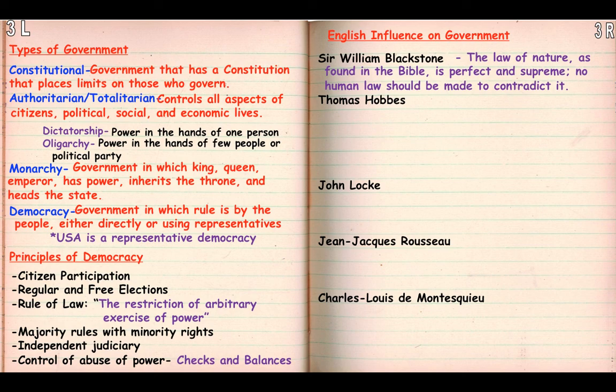Best way to remember him is Blackstone Bible. They both have B's. But he essentially said that God wrote the Bible. No man is higher than God. And in the Bible, we have a bunch of laws and rules that we have to follow. So therefore, nobody should be putting themselves higher than God and creating their own laws. Very old school way of thinking. Old school even for these guys.